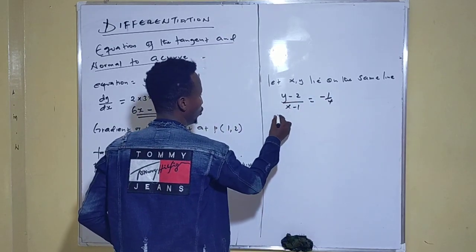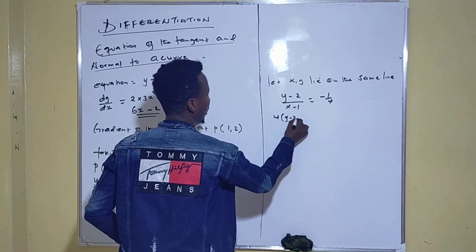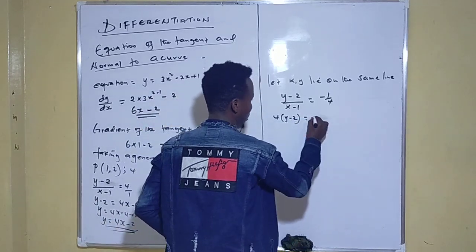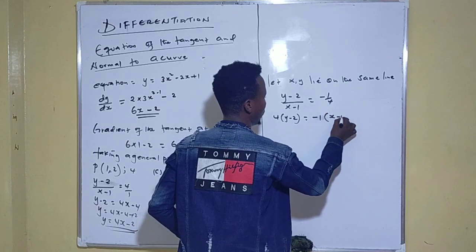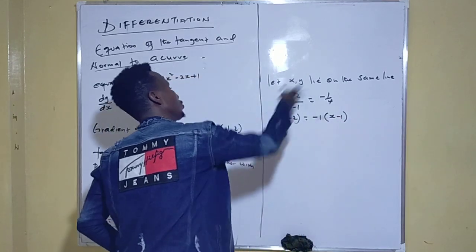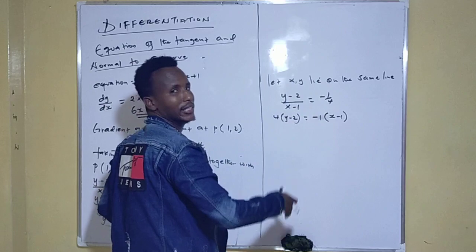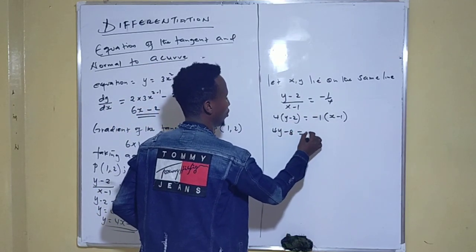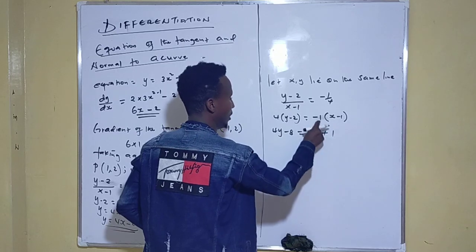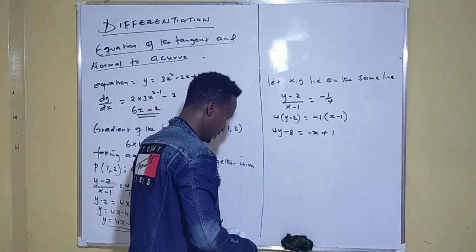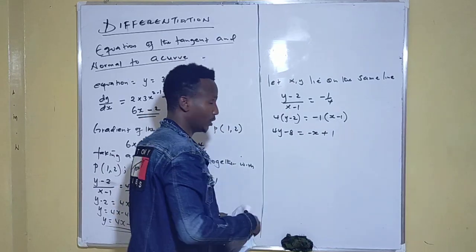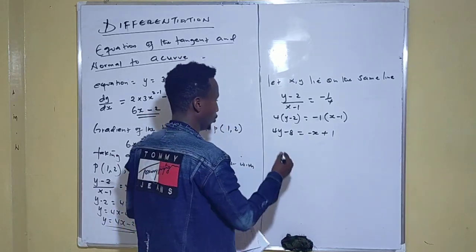Then you cross multiply. It will be 4 into y minus 2 is equal to negative 1 into x minus 1. Don't forget that. So 4y minus 8 is equal to minus x plus 1. Negative 1 times x is negative x, but negative 1 times negative 1 is positive 1. Don't forget that.